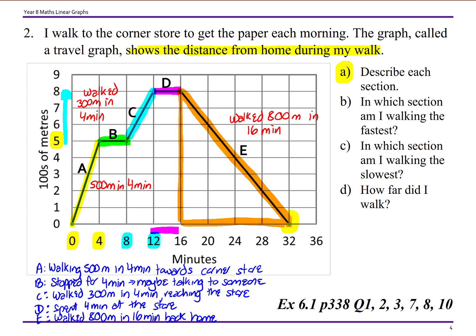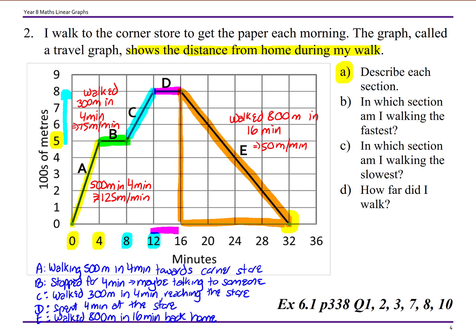And we could work out our speed. 500 divided by 4 is 125 meters per minute. In the next section, 300 divided by 4 is 75 meters per minute. And then in the last section, 800 divided by 16 is 50 meters per minute. Okay, so we could look at the steepness of the line, and you can see that A is steeper, but you can also now look at the speed, and you know you've walked further in less time. Okay, the next fastest is C, and the slowest is E.